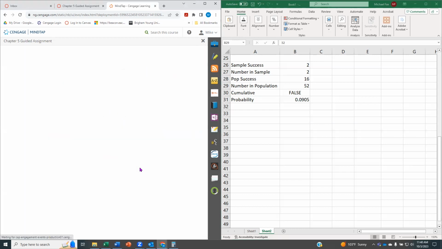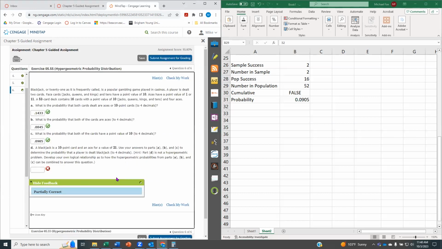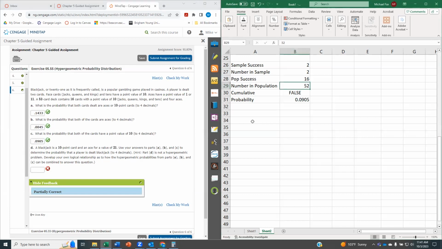Check our work, make sure we didn't make any mistakes. We didn't do the last one yet. So the last one is a blackjack is a 10-point card and an ace, for a value of 21. Use your answers in parts A, B, and C to determine the probability that a player is dealt blackjack to 4 decimals. And then it gives you this little hint, right? It's not a hypergeometric problem. Develop your own logical relationship. So here's our logical relationship.